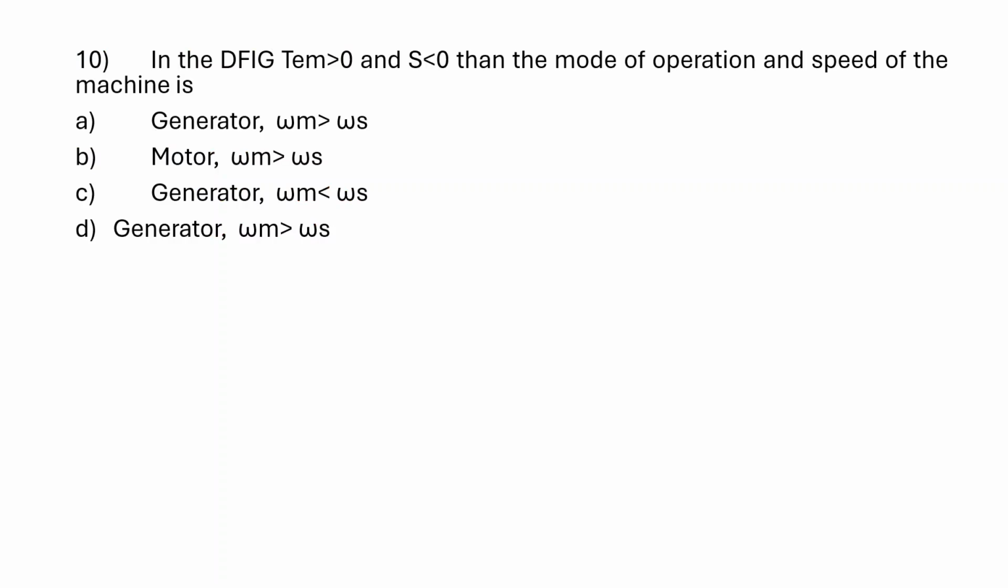Now, in doubly fed induction generator, DFIG, if TEM is greater than 0 and S is less than 0, then what are the mode of operation and speed of the machine? First, generator, omega m greater than omega s. S, motor, omega m greater than omega s. Third, generator, omega m less than omega s. So, in a doubly fed induction generator, what will be the mode of operation of the machine?